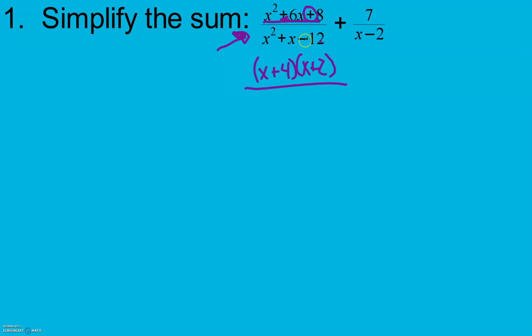Again, multiply to 8, add to 6, both positive. Now I'm going to multiply to 12, subtract to 1. 4 and 3. And because I subtracted, I found the difference, my signs are going to be different. Sign in the middle goes to the bigger number.